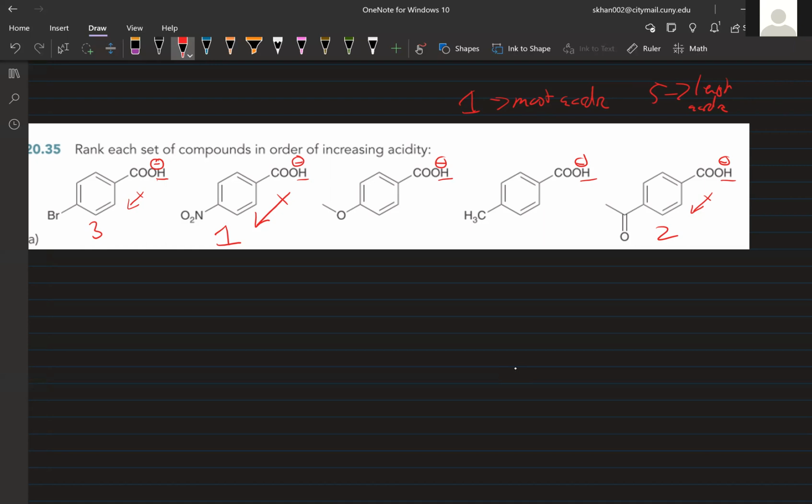Well, actually, yeah, Mohammed there is right. The O-methyl is going to be the least acidic one, right? Because that is the strongest electron donating group, right? CH3 is weakly electron donating only through hyperconjugation, right? Methoxy can directly donate a lone pair in, right? So this would be 5, this would be 4, right?